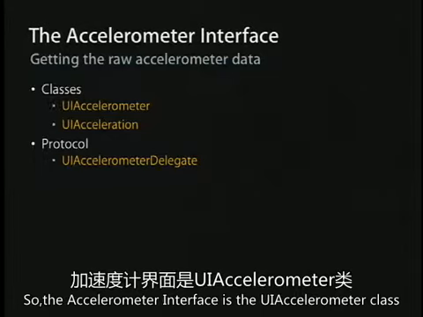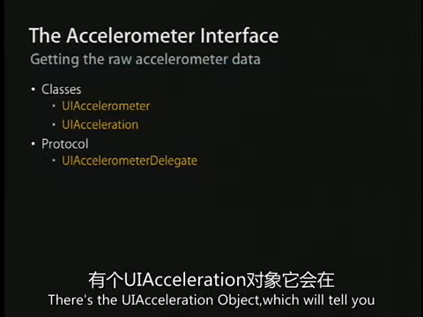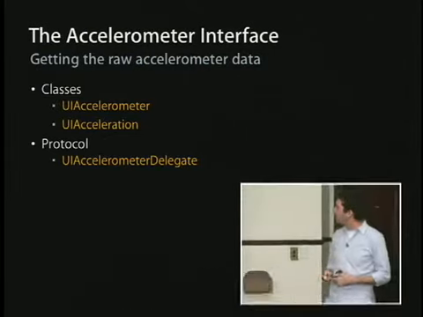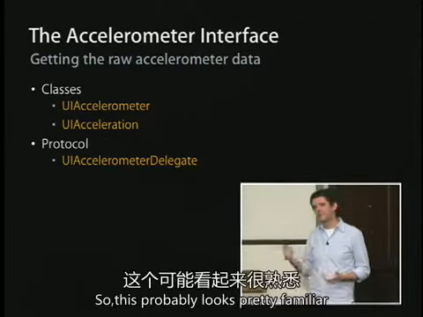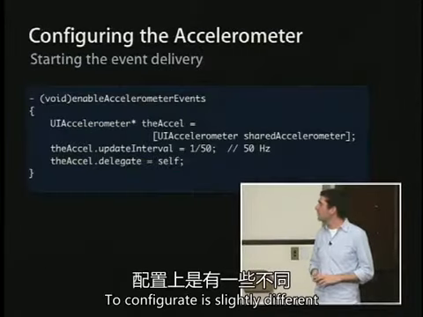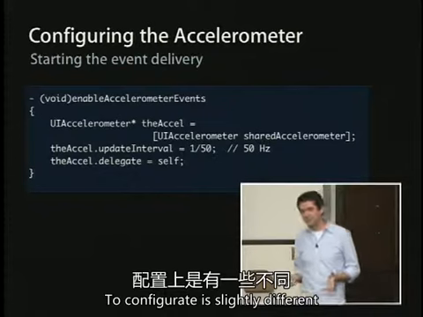So the accelerometer interface is the UIAccelerometer class. There's a UIAcceleration object, which will tell you about the acceleration at a particular time. And again, a UIAccelerometerDelegate. So this probably looks pretty familiar. It's basically the same as the CLLocationManager interface. To configure it is slightly different.